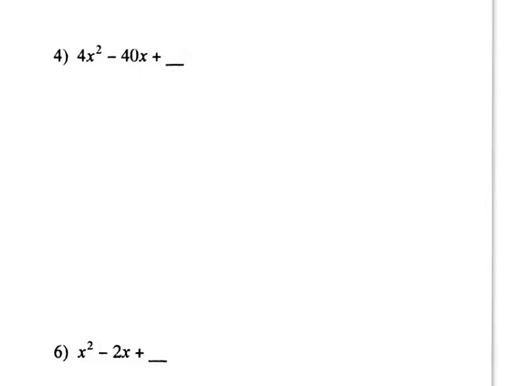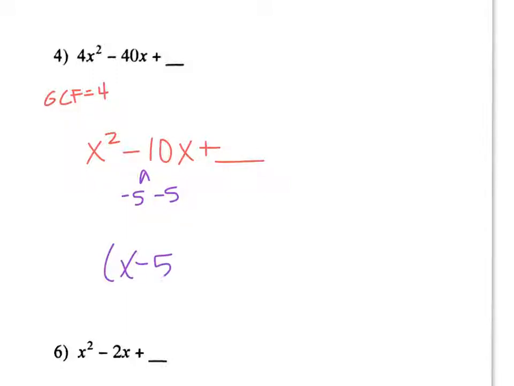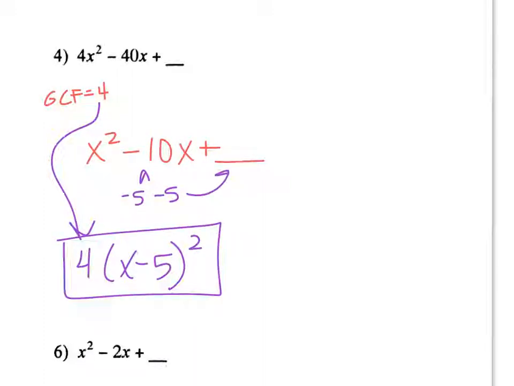Question 4. Again, there's a number in the front, so I have to do GCF. So GCF is 4. When I divide that, that gives me x squared minus 10x plus blank. If I split 10 apart, that's -5 and -5, so x minus 5 squared. Remember, the 4 is going to come down. -5 times -5 is positive 25. And then 25 times 4, that gives me this blank up here at the top, is going to be 100.